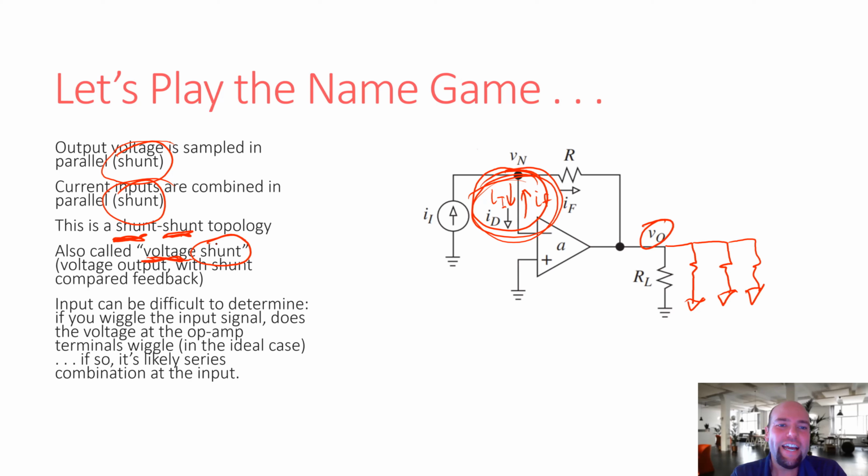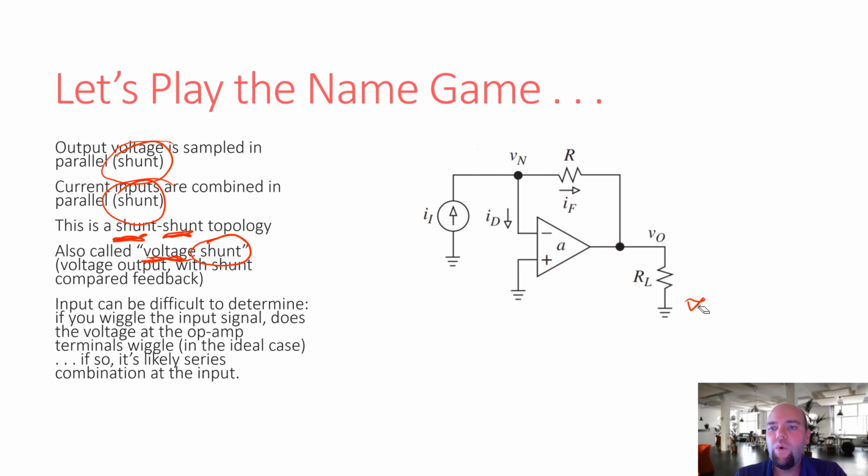So okay, now here's the other thing to make things even worse. It's usually pretty obvious how the output is being sampled. It's usually pretty obvious whether we're sampling the current at an output or the voltage at the output, but the input's not always so easy. The input can be sometimes very hard to determine. It's not as simple as just saying, is my input a voltage signal or a current signal? Because a voltage signal or a current signal can be easily converted into the other by just using a resistor. The issue is, how are the signals combined at the input of the amplifier?